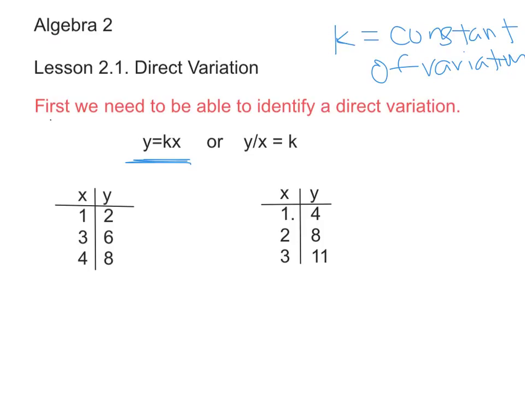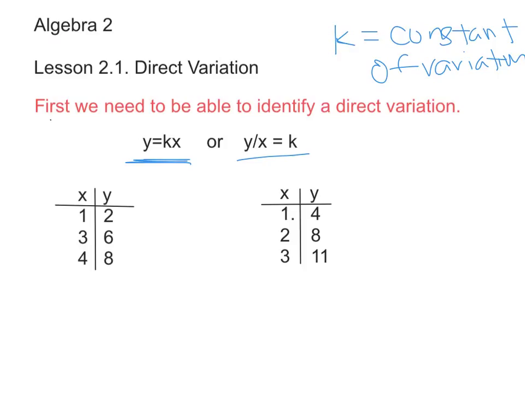And the constant of variation simply means, is there a specific relationship between x and y in each of our ordered pairs? Another way to write the equation is y divided by x equals k, and k is the constant. So we're going to start by identifying a constant of variation.